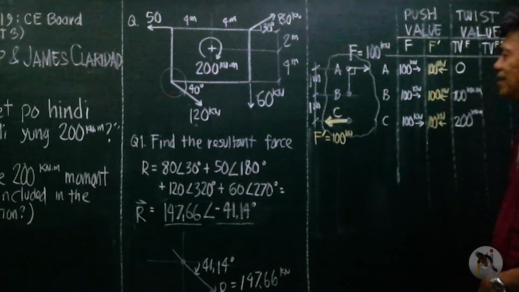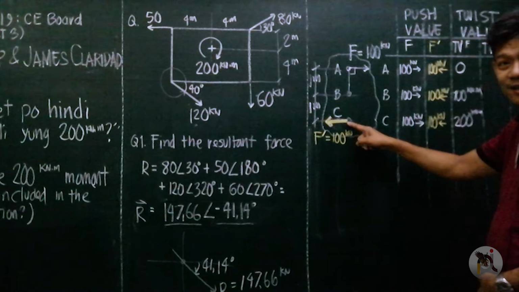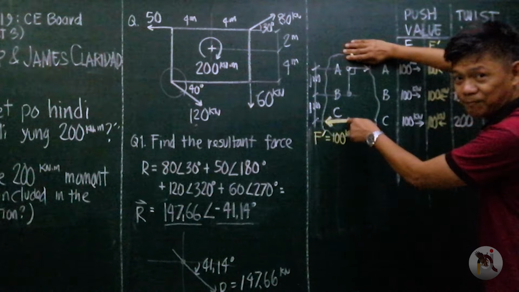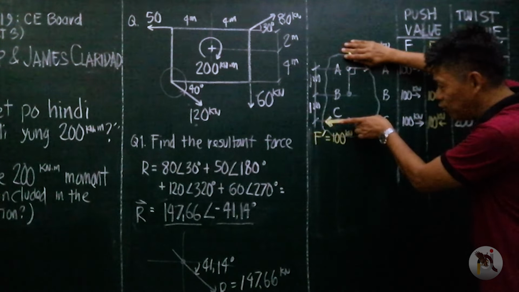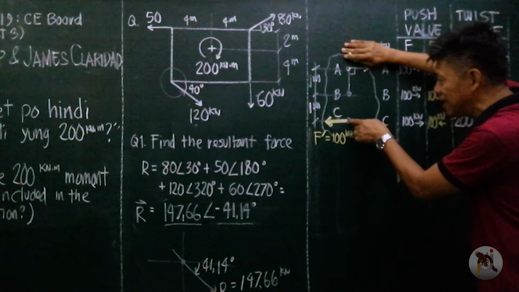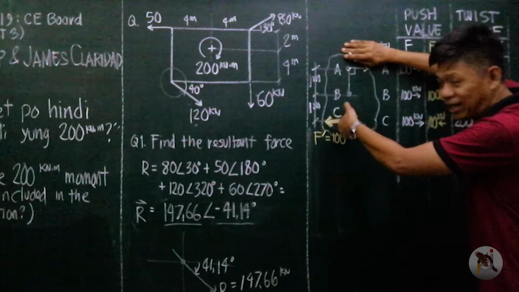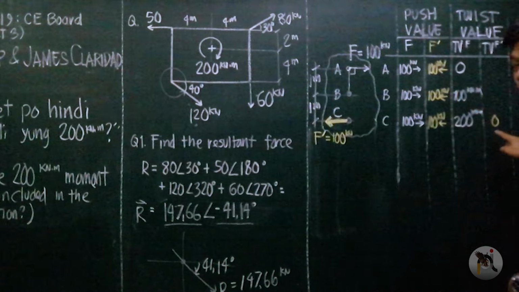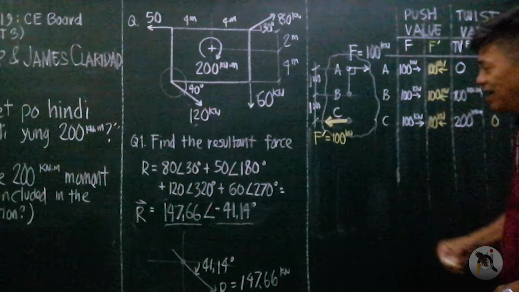However, its twist value at C, if you have a pin here and there is no force here, the twist value of F prime at C, because the pin is at C and the force is at C, the object will not twist or will not rotate. So the twist value at C of F prime is 0.